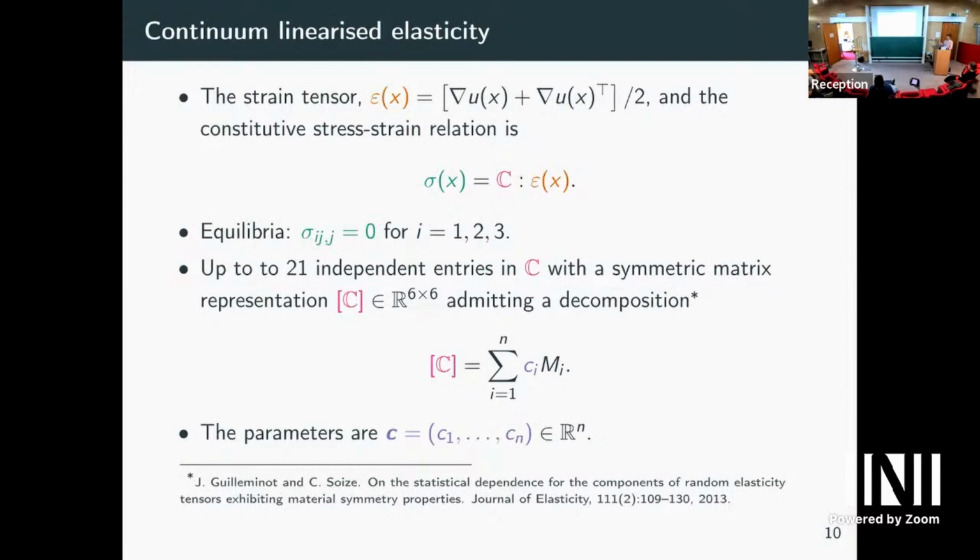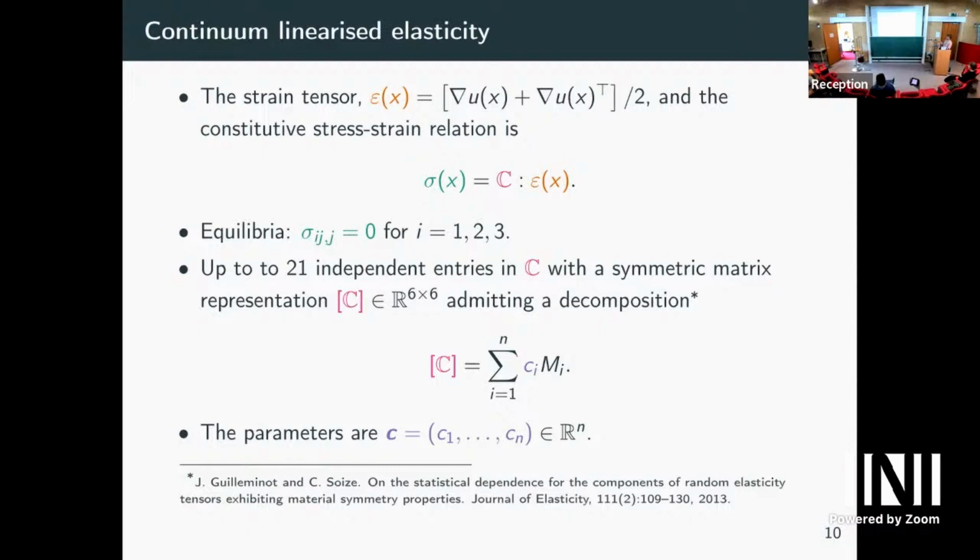Essentially, we heard it all two weeks ago in one of the lectures by Christian, but the idea is that in continuum elasticity, you have the strain tensor, and you have the constitutive stress-strain relation, which is just that the stress is the elasticity tensor times the strain tensor. The equilibrium configurations are just that the divergence of the stress is 0.